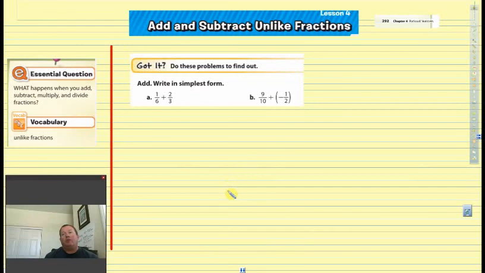Now you try one. You can use LCD or cross multiply. Oh, and that other method was called the fish method, because when you're done, it kind of looks like a fish. Put a little eye there. Good luck.